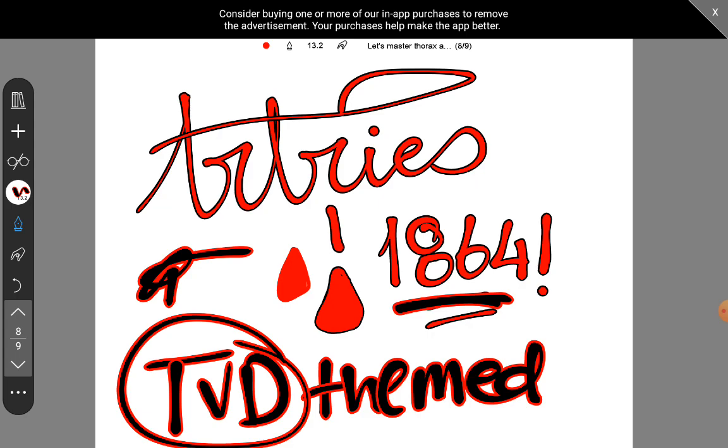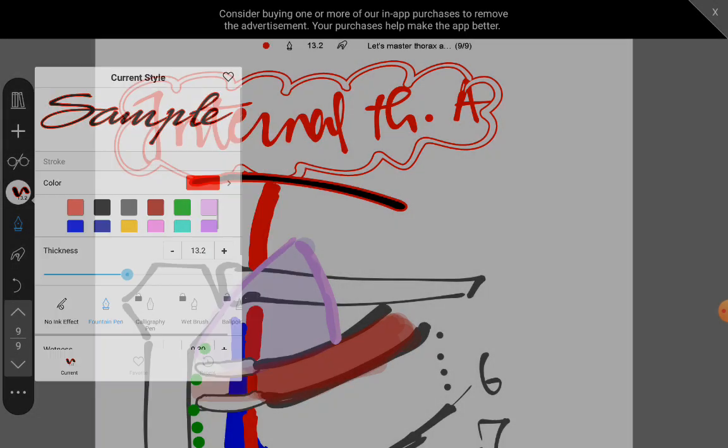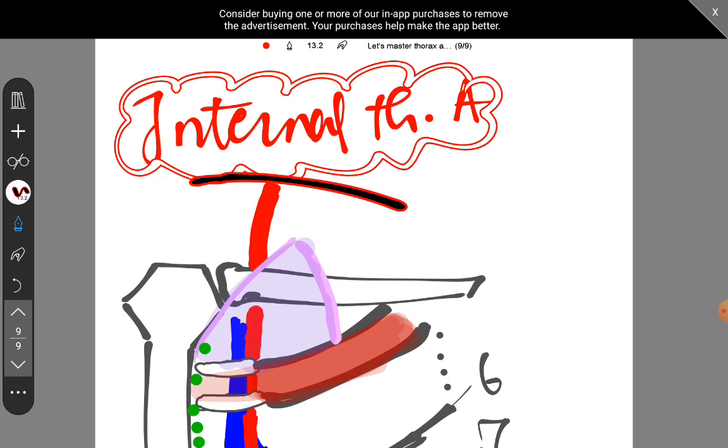Anyway, let's continue. The internal thoracic artery is an artery that begins from the first part of the subclavian artery, 1 inch above the medial or sternal end of the clavicle. The left subclavian is a branch from the arch of the aorta, and the right subclavian is a branch from the brachiocephalic trunk. The first part of the subclavian artery gives me the internal thoracic artery, which begins 1 inch above the medial or sternal end of the clavicle.